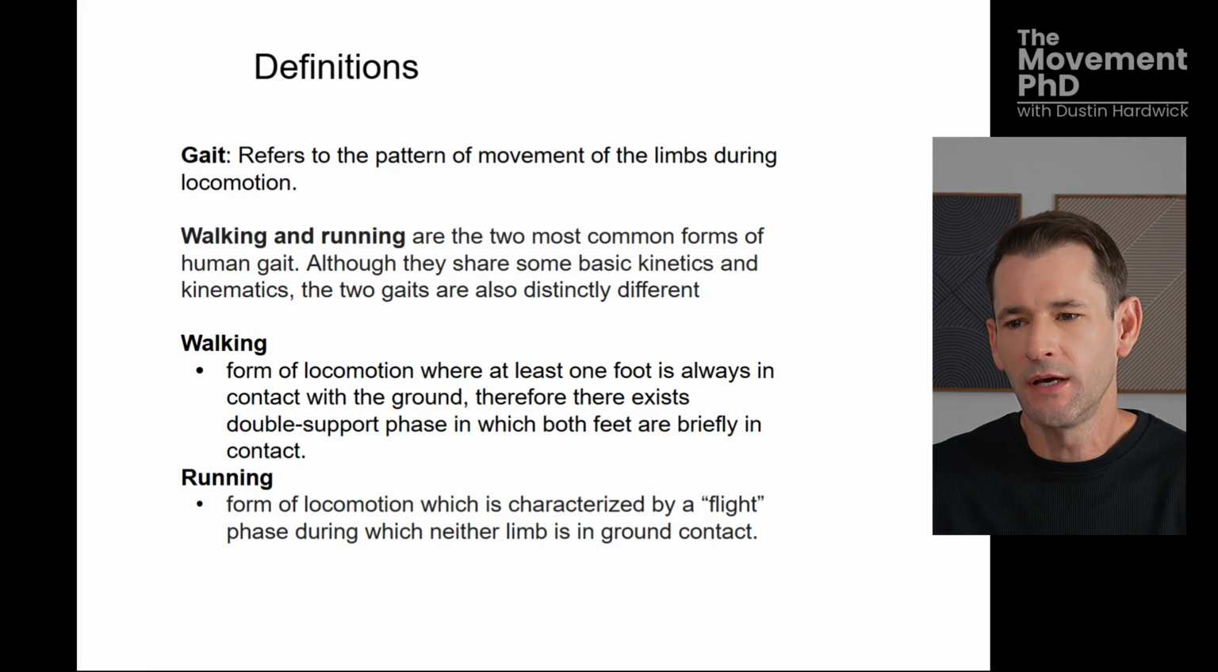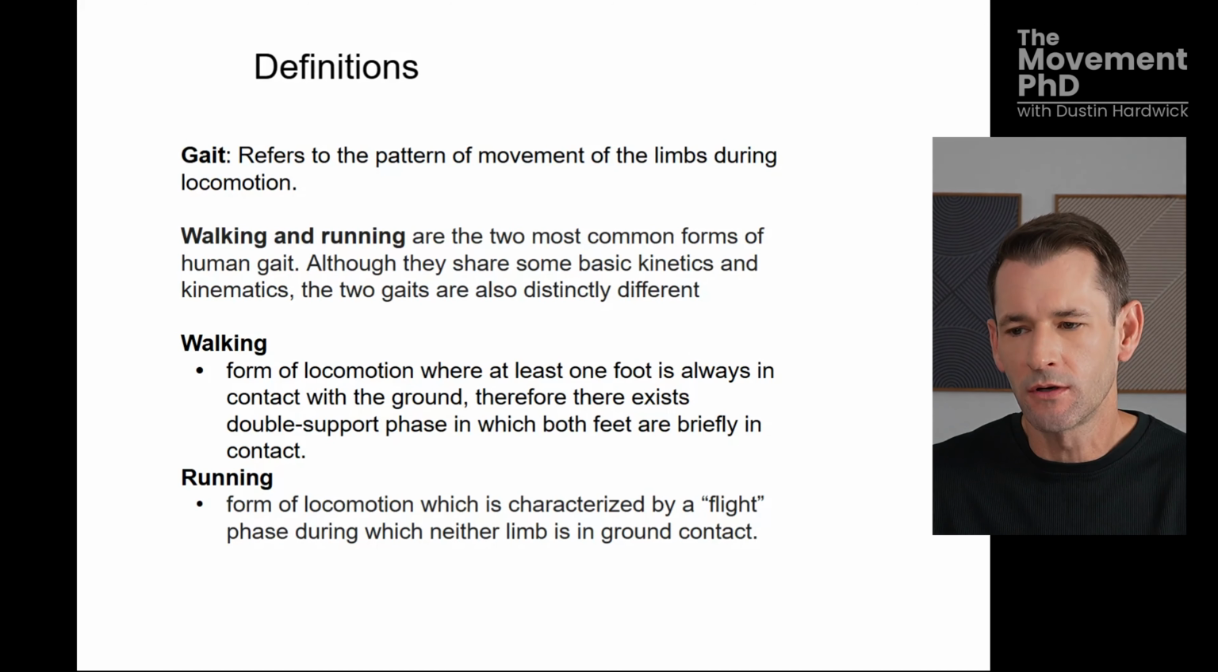Let's go through some definitions before we start talking about descriptors of gait. When I say the word gait, it just refers to the pattern of movement of the limbs during locomotion. So what is the manner of running? What is the manner of walking? Walking and running just being the two most common forms of human gait.